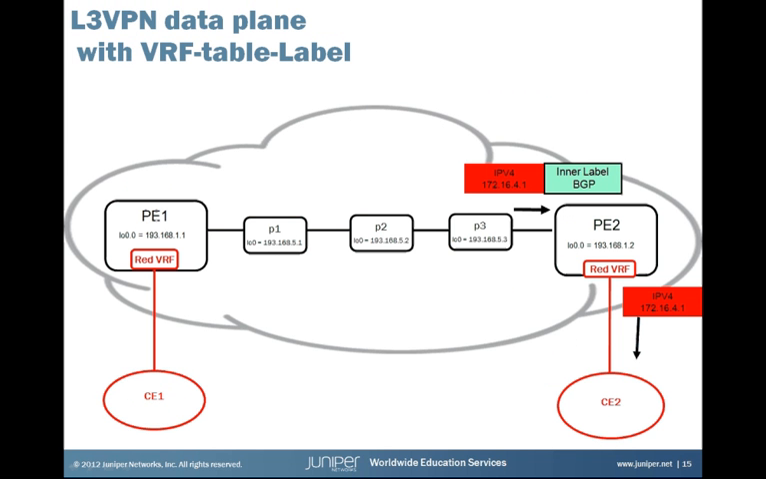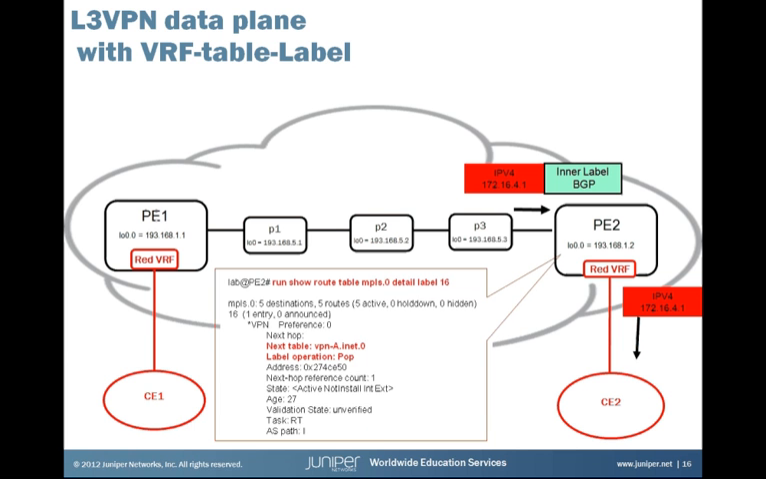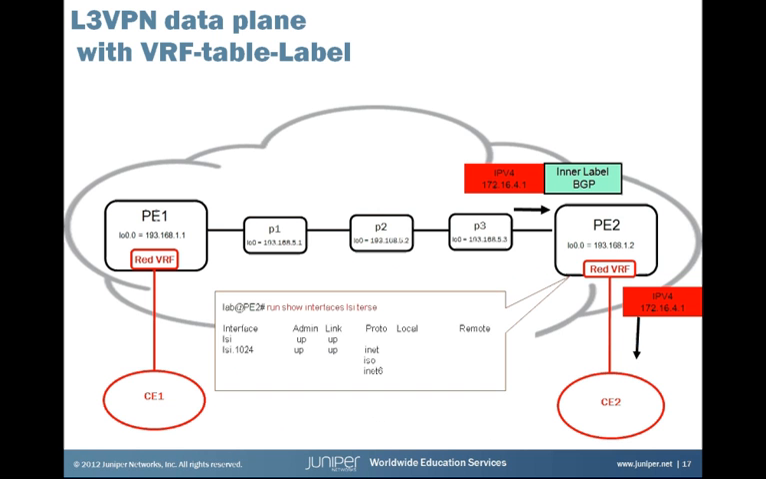What about the layer 3 VPN data plane with VRF table label configured? As you can see, the MPLS table refers to another table, for example, for an extra lookup in the IP header. In our case, label value 16 refers to a next table. Also shown here is the LSI interface, which is automatically created once you have VRF table label configured, as we explained before.